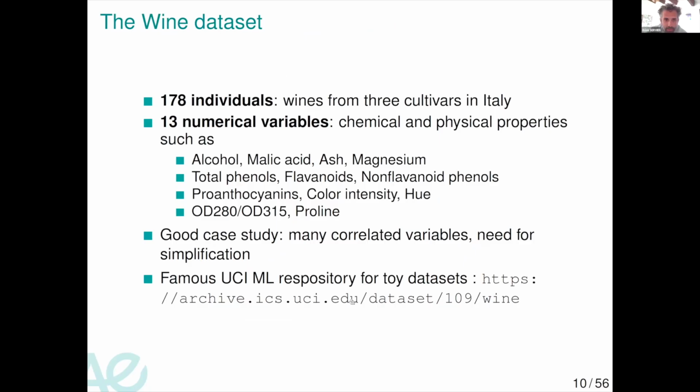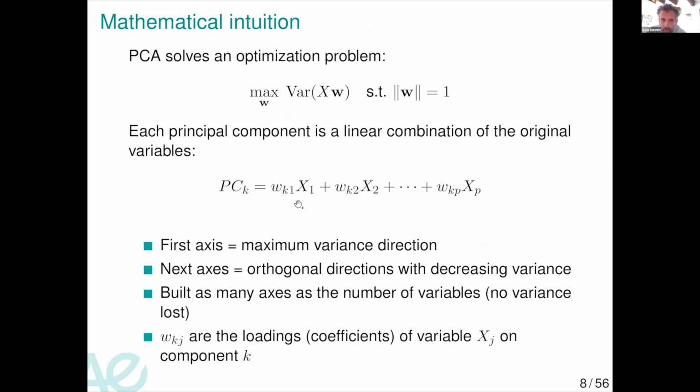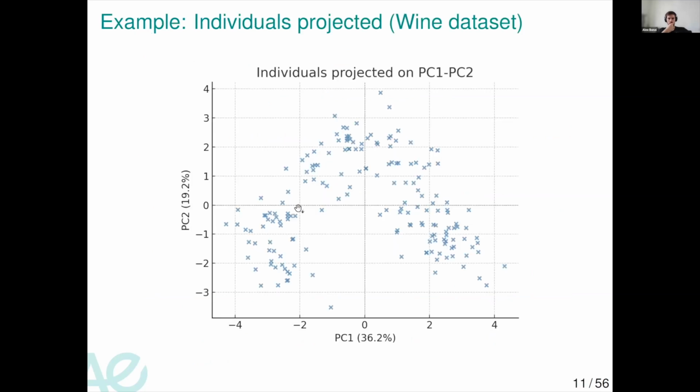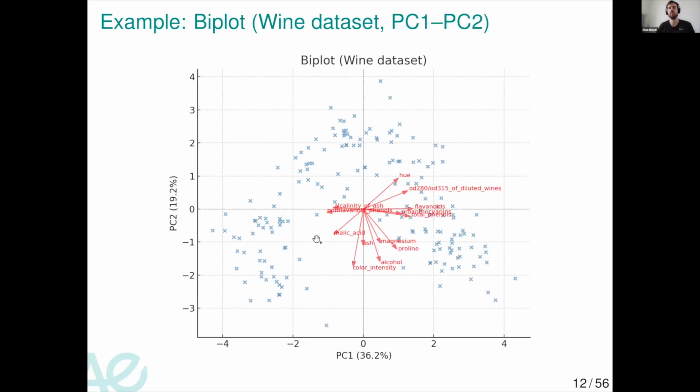Yeah, the first component is calculated as a linear combination of the 13 original variables. Okay. We will see after all the loadings of the variables, but here they are not plotted, but they are a linear combination of the 13 variables. Okay. And here we visualize only the individuals, so the wines. Okay. And after, that's maybe what you ask for.